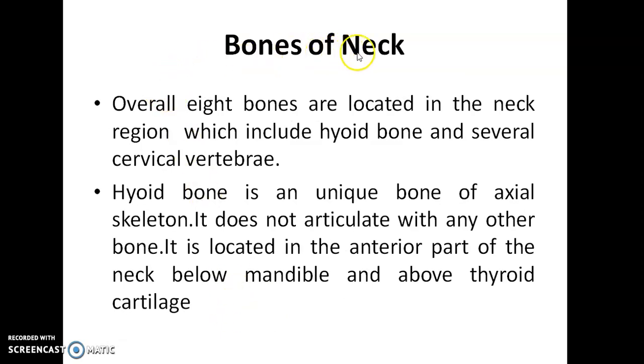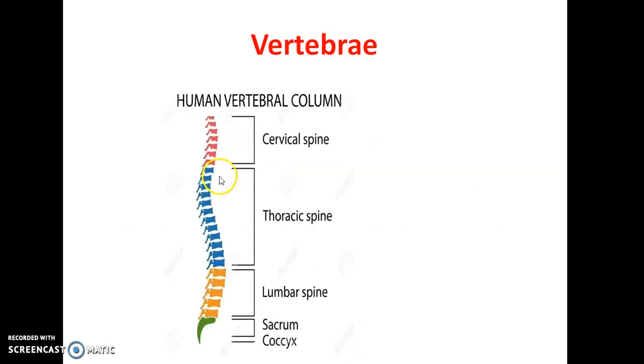Now these are the neck bones. Eight bones are located in the neck region, which include the hyoid bone and several cervical vertebrae. The hyoid bone is a unique bone of the skeleton. It does not articulate with any other bones. It is located in the anterior part of our neck, below the mandible and above the thyroid cartilage.